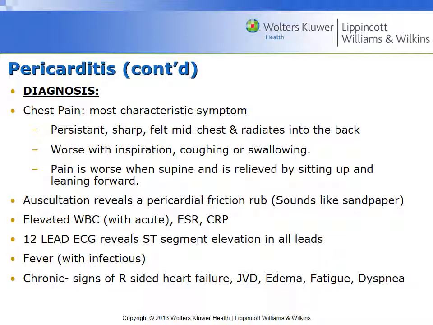If the patient presents with chest pain, has a pericardial friction rub, and you're seeing elevated white count, SED rate, and CRP, and complete a 12 lead, and you see the ST segment elevation in all leads, this is highly indicative of pericarditis. Again, these patients will often run a fever with an infectious type of pericarditis. Chronic pericarditis produces signs of right-sided heart failure, such as jugular venous distension, edema, fatigue, and dyspnea.